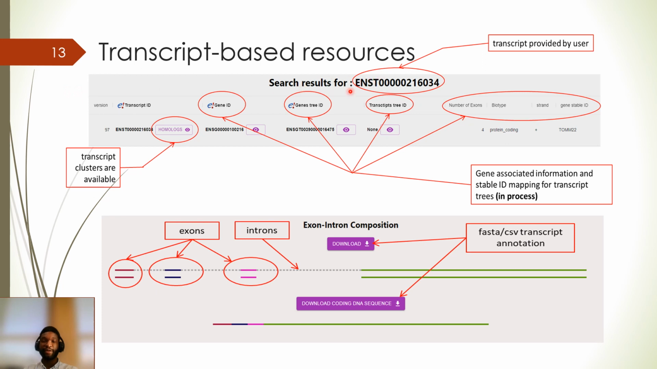Here we have a human transcript given by a user. We automatically have access to information about clusters of transcripts, and the information of the corresponding gene like the stable ID of the gene, stable ID of the gene tree, stable ID of the transcript tree, the biotype, the strand of the gene, and the number of exons present in the transcript. TranscriptDB also provides an interactive view of the exon-intron structure of transcripts by highlighting the exons. The data can be downloaded by the user.